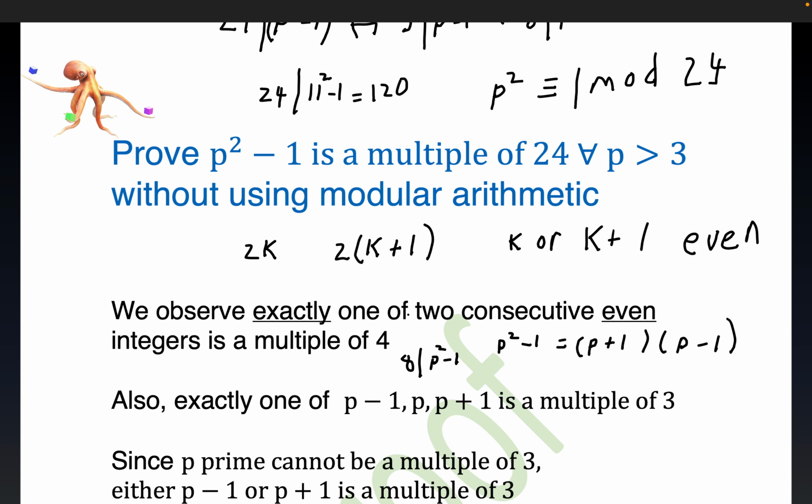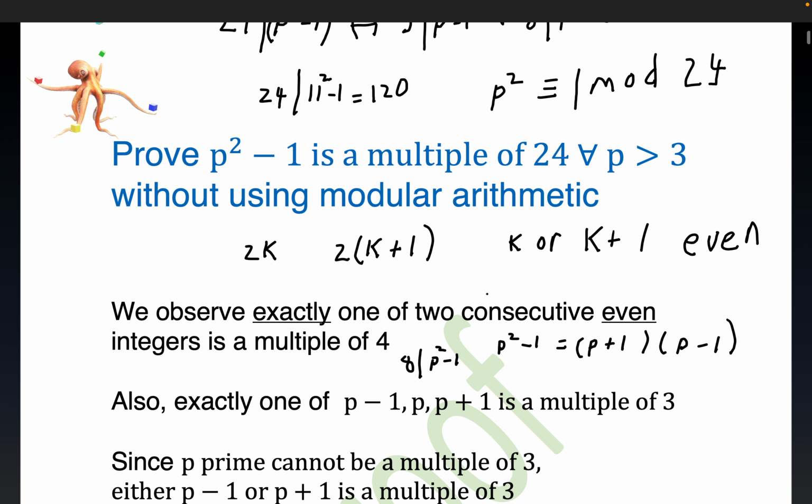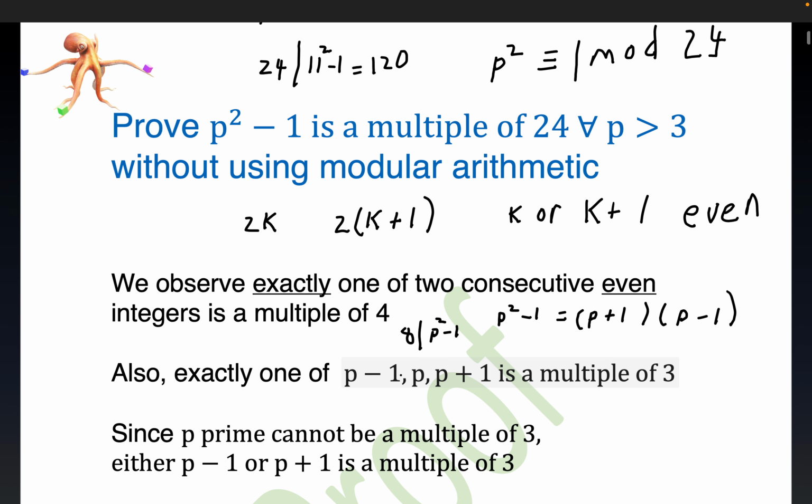All right. Now the next part of this, so we have 8 divides p squared minus 1. And remember, that's one of the things we were trying to do. Okay, so we have that from here. Now, also exactly one of 3 consecutive integers is a multiple of 3, right? But notice that p is a prime greater than 3. Remember, p is a prime greater than 3. We can write greater than or equal to 5 if you prefer. P is greater than or equal to 5.